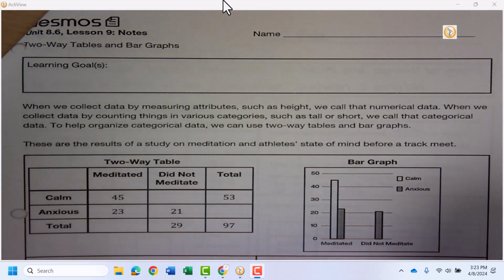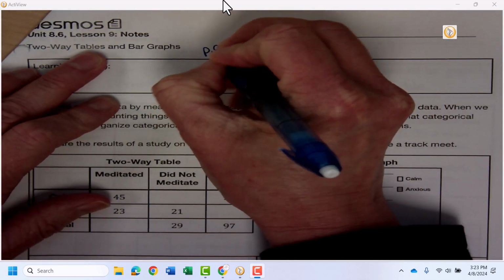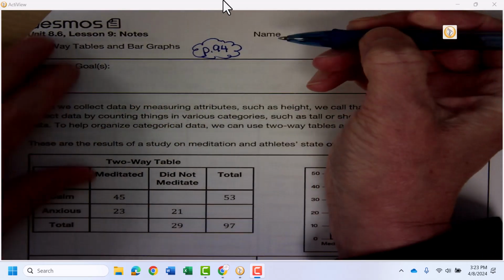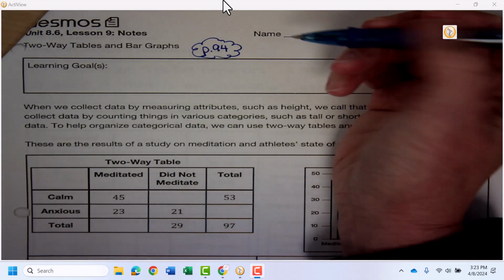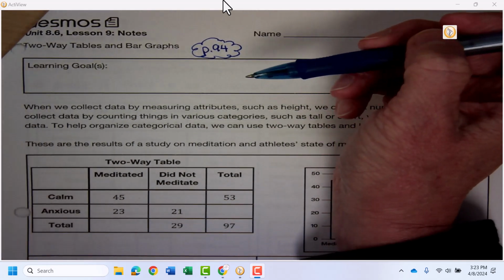Well, in this lesson, we are going to step away from scatter plots. We're on page 94 in your notebook. This unit is on different data displays, and we've been spending a lot of time on scatter plots, and I love them. But there's other data displays that we should explore, and we will here today.